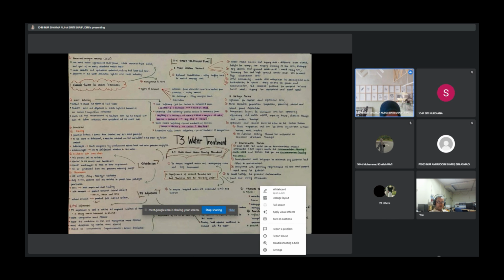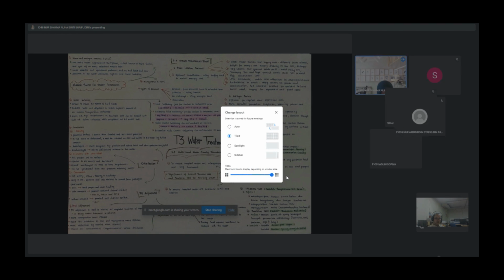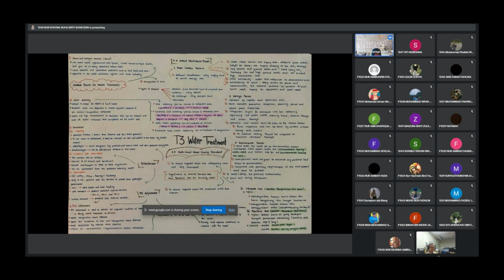Seterusnya kita akan pergi kepada signification of fluoride residue test and bacteria test for drinking water. It is to ensure supplied water are adequately clear and fully chlorinated. Sebenarnya to ensure supplied water are examined within time interval dan to locate or identify the possible contamination in tank and during distribution.